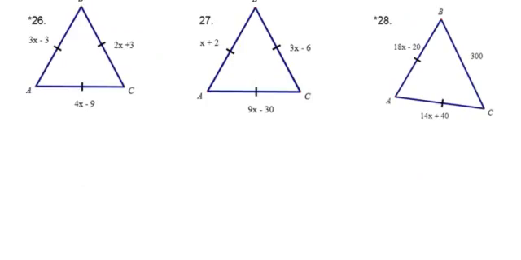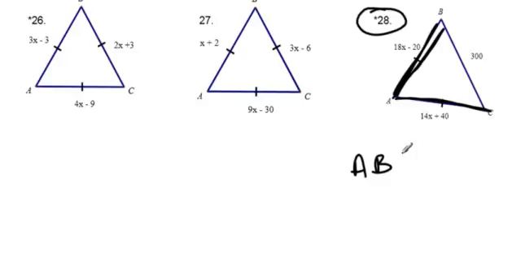All right, you're going to see a lot of problems where they give you information that you're not actually going to use. So number 28, the only thing we know about this triangle is that it is an isosceles triangle. An isosceles triangle has 2 congruent sides. So AB is congruent to AC. They marked them congruent. That's how we know they're congruent.